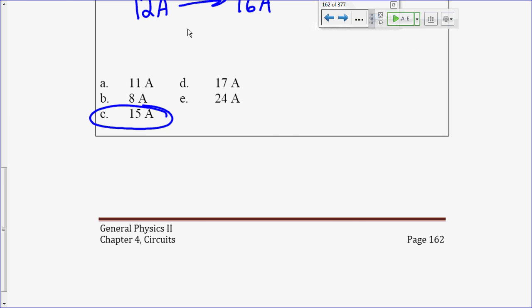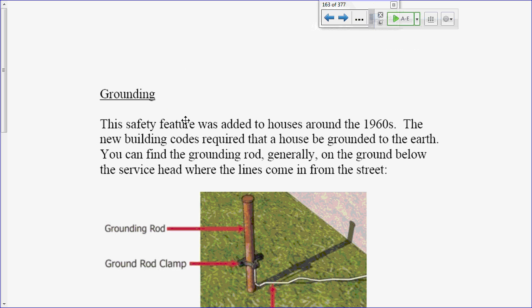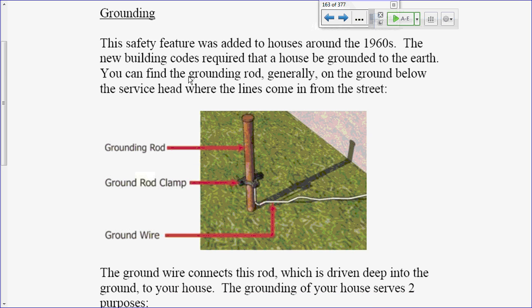All right. Let's look at grounding. This was added to houses around in the 1960s or so, and you can retrofit a house to have your outlets all grounded, but the way to do it now is to take a grounding rod. It's a copper rod. It can be pretty long. I think it's supposed to be like 6, 7, 8 feet long. And they drive it deep into the ground.